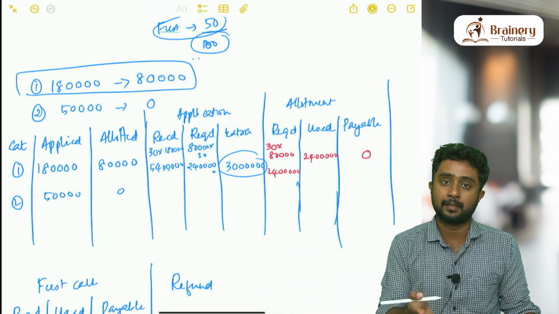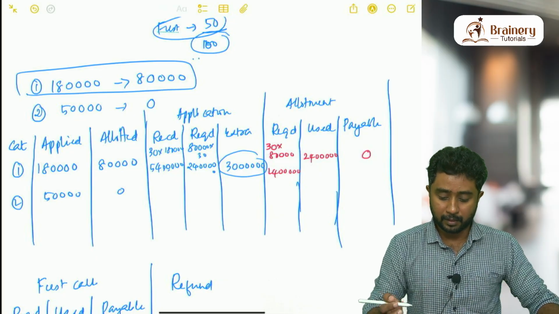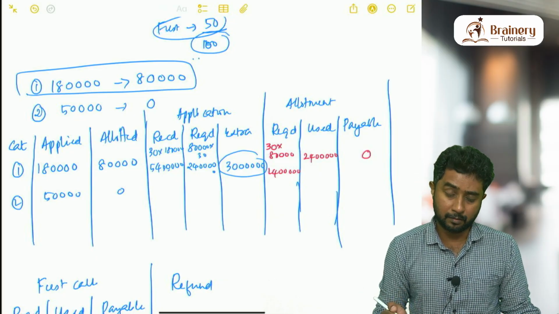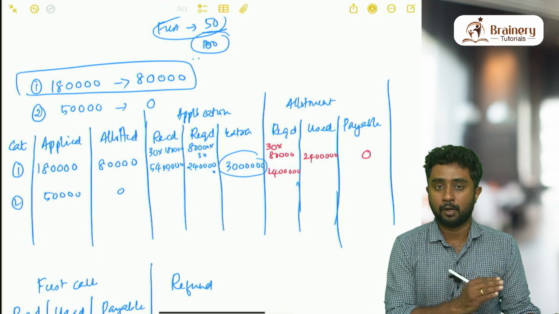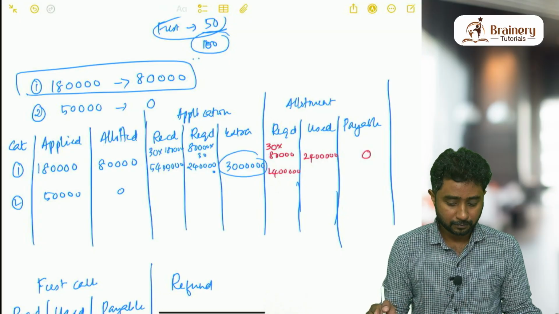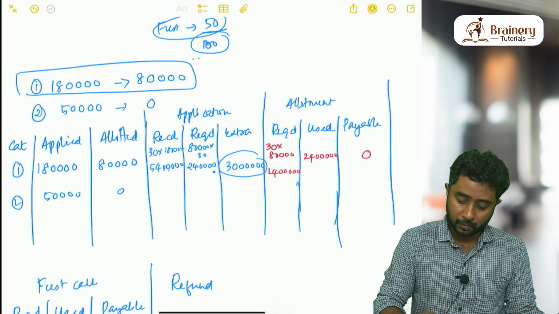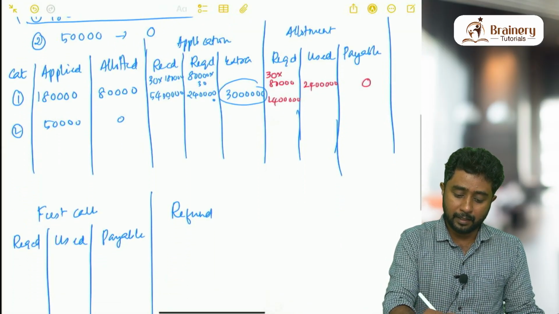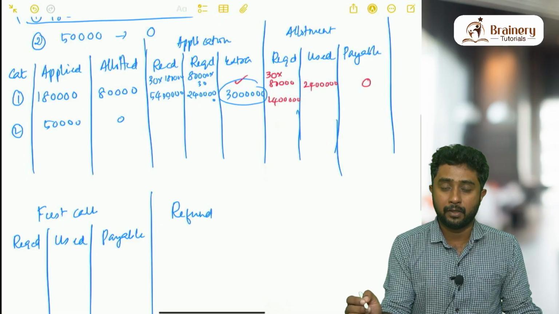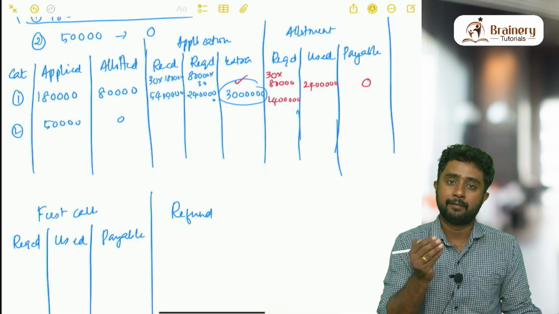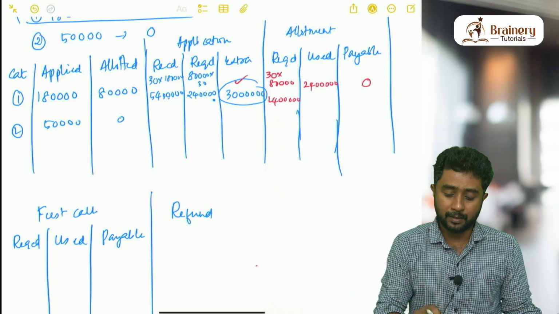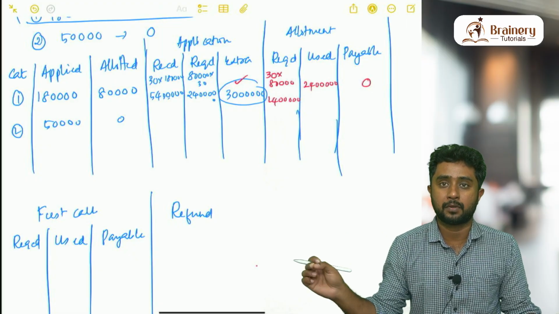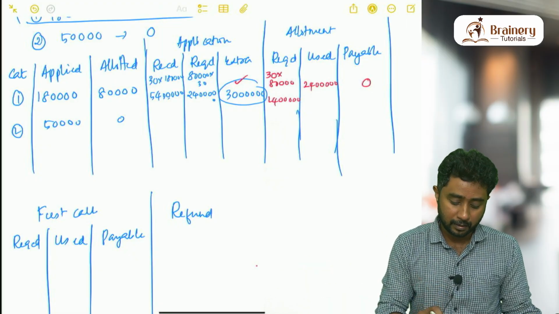This is one of the reasons why I took this question. Most of the time we will not come across this kind of question where allotment is completely cleared. Now as you know, we already had 30 lakhs with us, 24 lakhs we have used for allotment, still we have 6 lakhs left. According to the question, those 6 lakhs can be used for the next installment, which is basically first call.